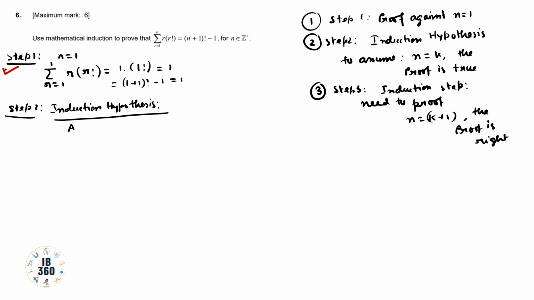Then induction hypothesis. So assume P(k) is true for some k greater than or equal to 1. Why is there an equal to sign in the inequality? Because for k equals 1 we have proved that particular part. Now what is k? k is any arbitrary value of n.